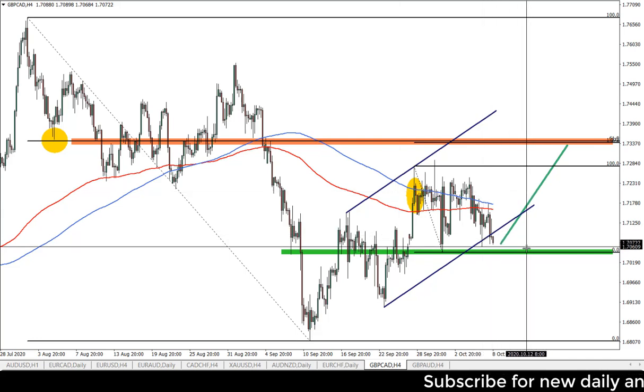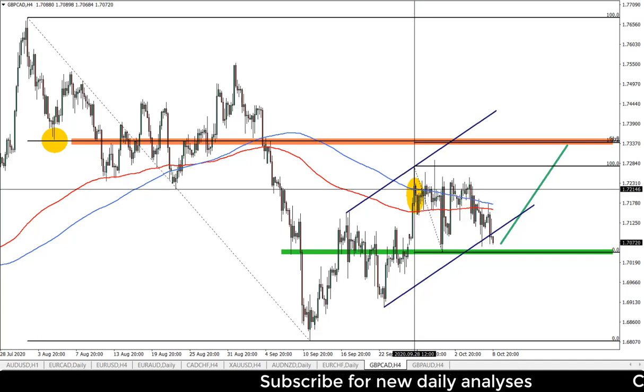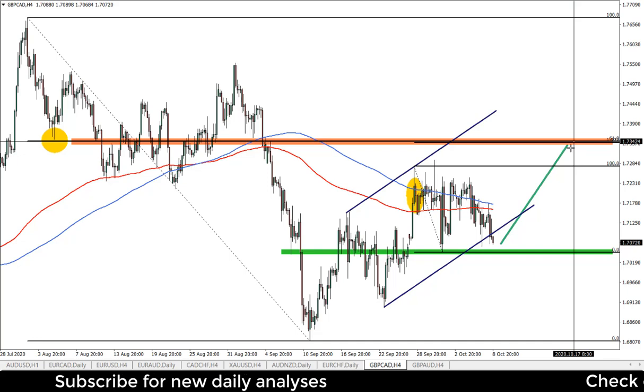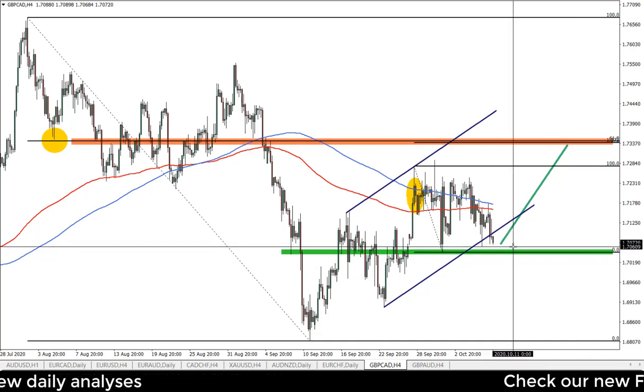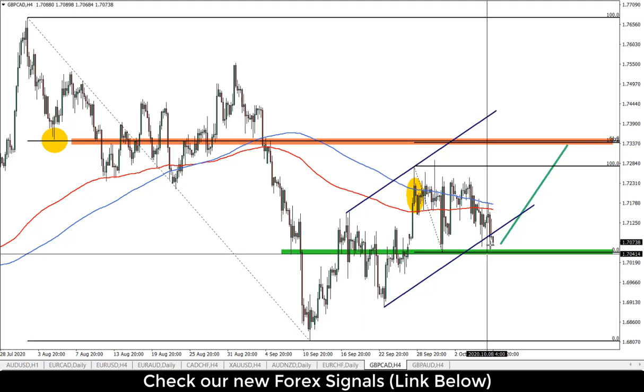For now it looks very bullish because we had this break above the 200 simple and exponential moving average. Price should be starting to move up. I think this was the lowest point. I don't think price will be going anywhere below 1.7060. This could have been the very bottom for the pound Canadian dollar. Could be a very attractive price for buyers.